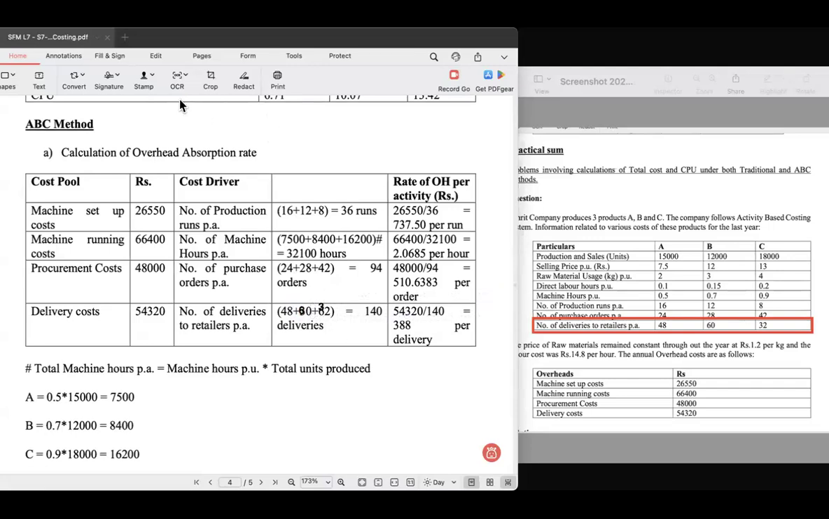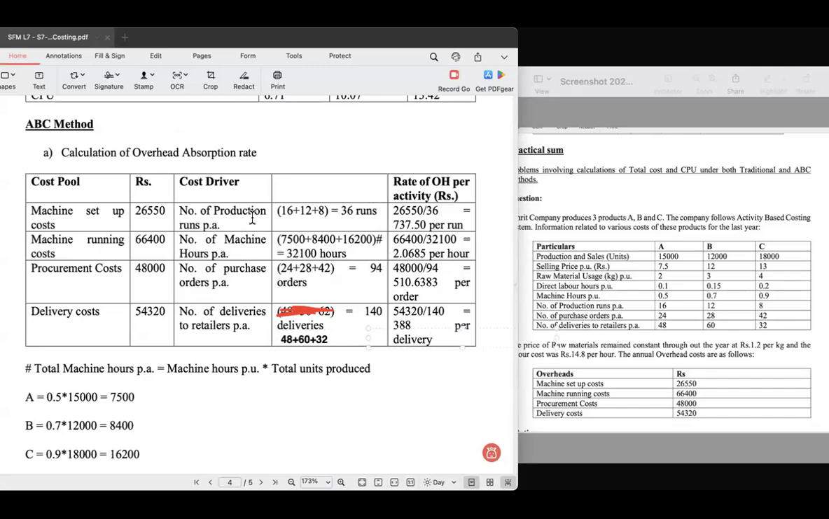Let me rewrite it. I think that's better. So what I'm going to do is I'll just cut that off and rewrite it. If not, it's confusing. So here it will be 48 plus 60 plus 32. Clear? So now what do we do here? We add them. 36, 94, and I think it's 140. 48 plus 60 plus 32. Yes, it is 140. That is correct.